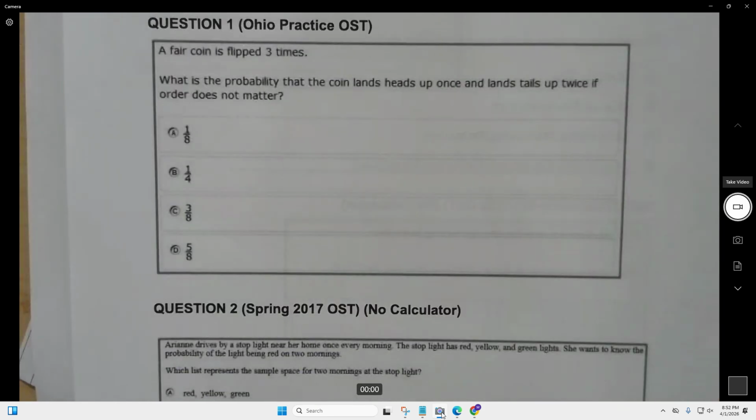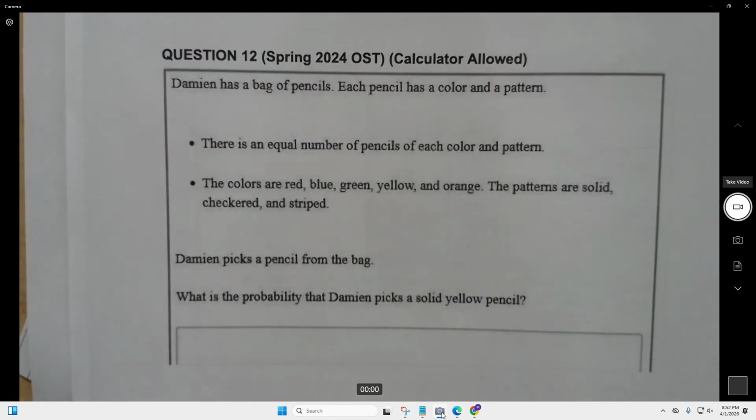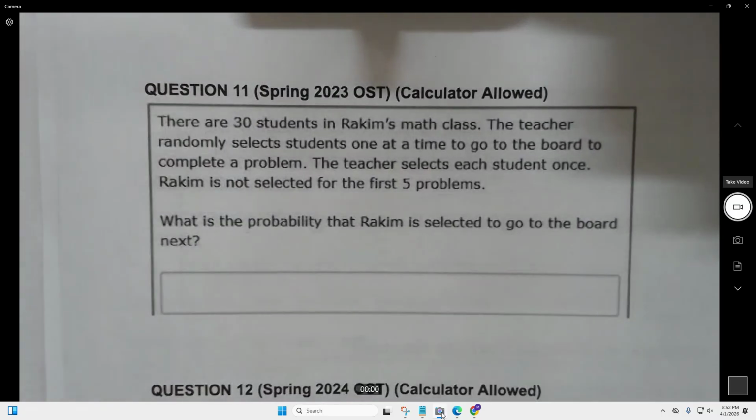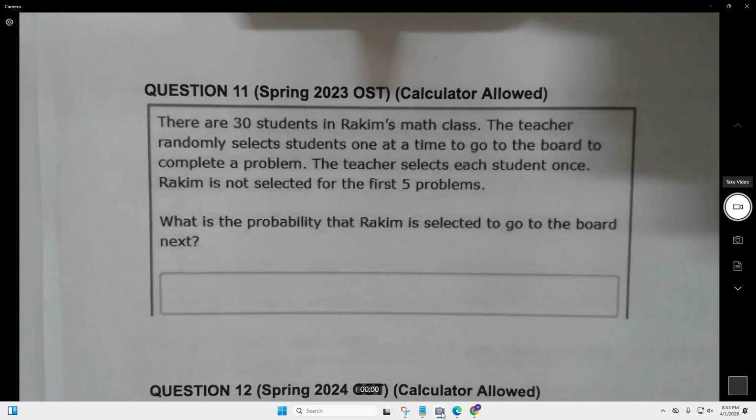Question 11. There are 30 students in Rockham's math class. The teacher randomly selects students one at a time to go to the board to complete a problem. The teacher selects each student only once. Rockham is not selected for the first 5 problems. What is the probability he will go to the board next?